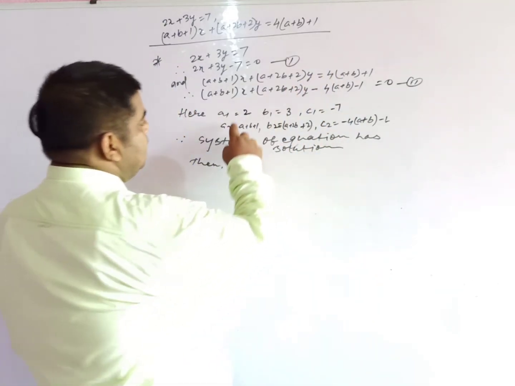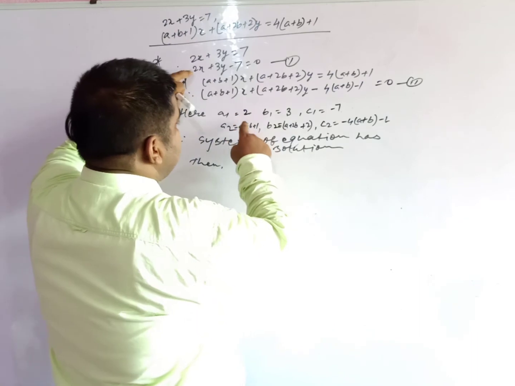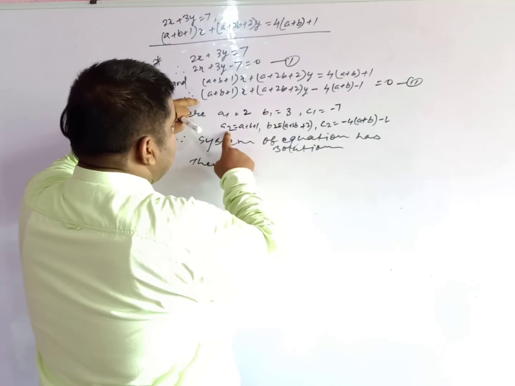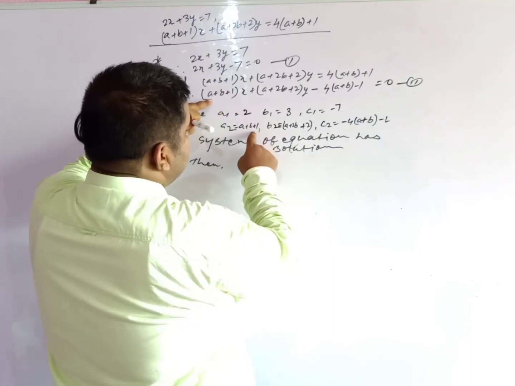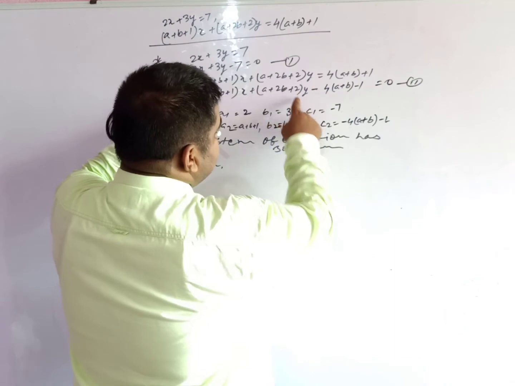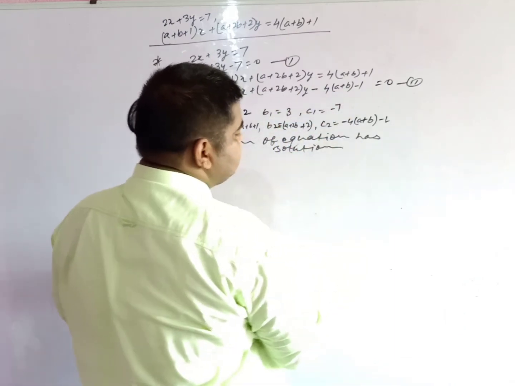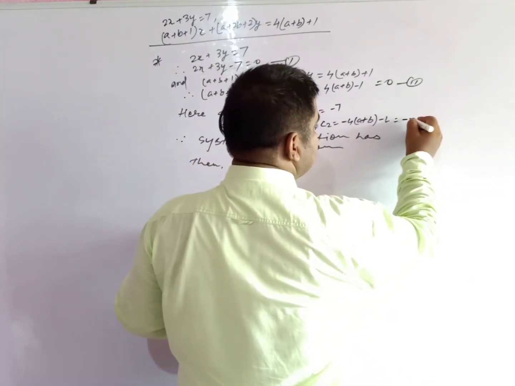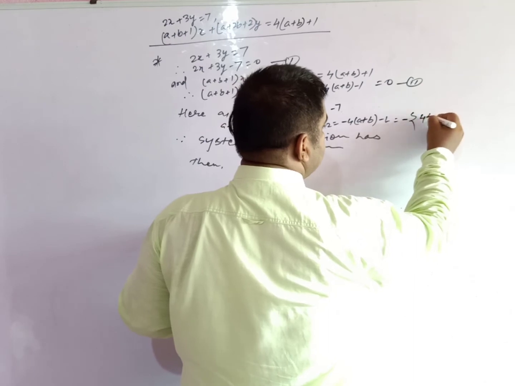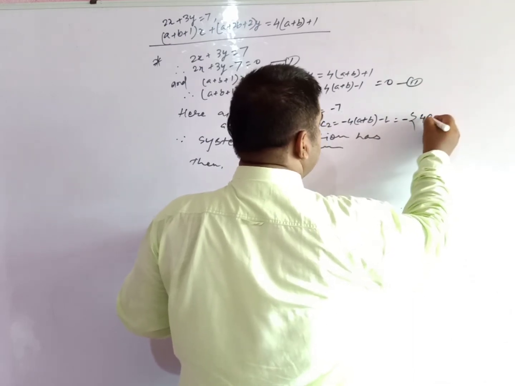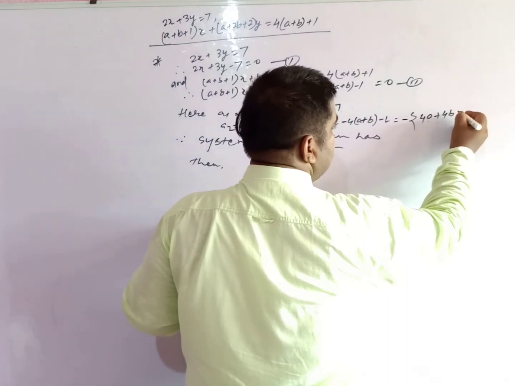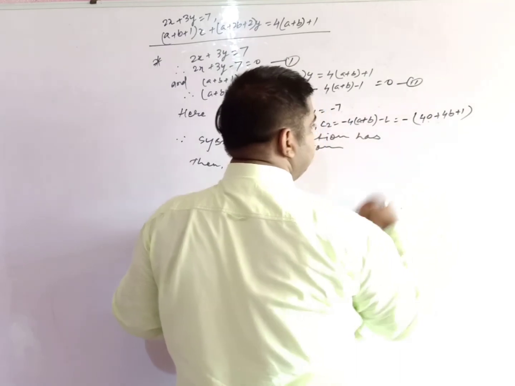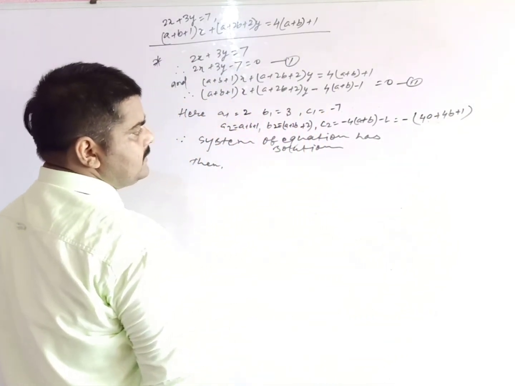And now the values: you have just found a1 is equal to 2, b1 is equal to 3, c1 is equal to minus 7. a2 is equal to a plus b plus 1, b2 is equal to a plus 2b plus 2, and c2 is equal to minus 4 into (a plus b minus 1), which can be written as minus (4a plus 4b plus 1). No need of the middle bracket, so you may take minus as common.